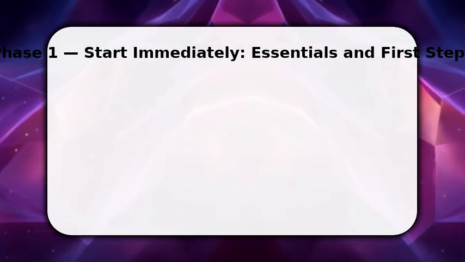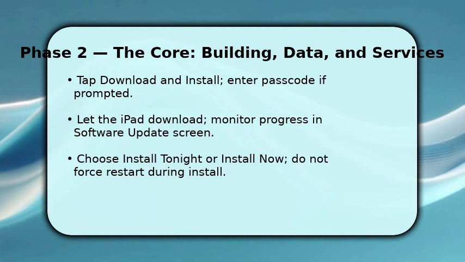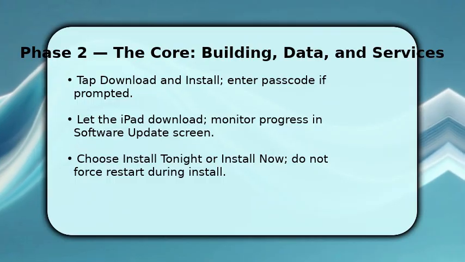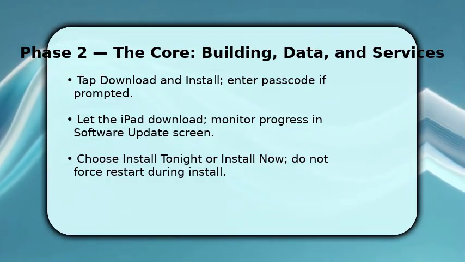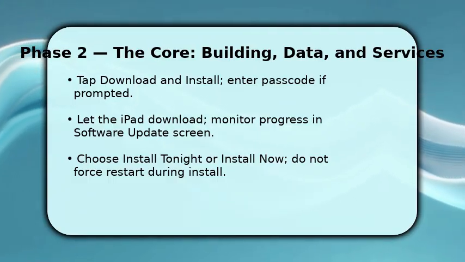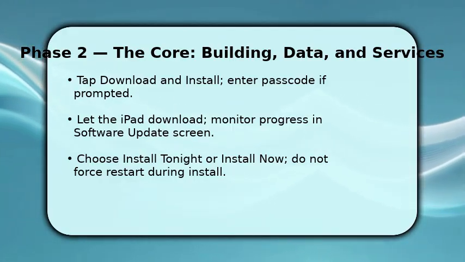Once the update shows, tap Download and Install and enter your passcode when asked. This authenticates the process. The download can take minutes to an hour depending on size and connection, so monitor the progress bar on the software update screen. Do not switch networks. After download, you'll be prompted to install now or install tonight. Pick what fits your schedule.